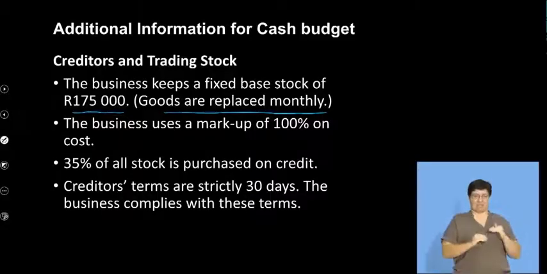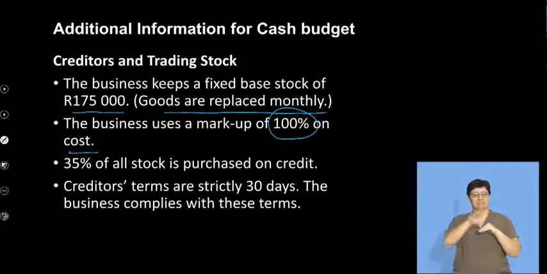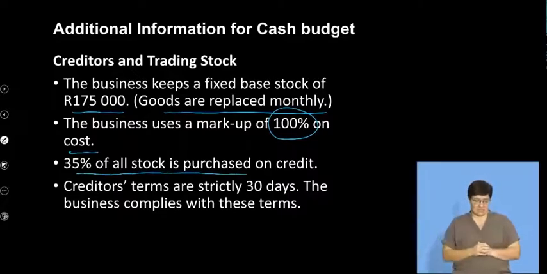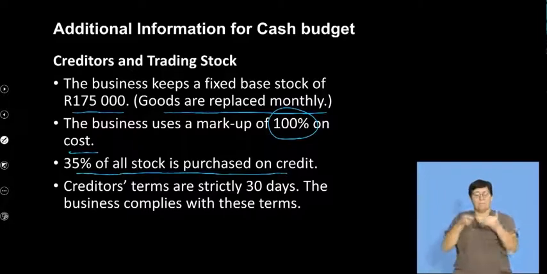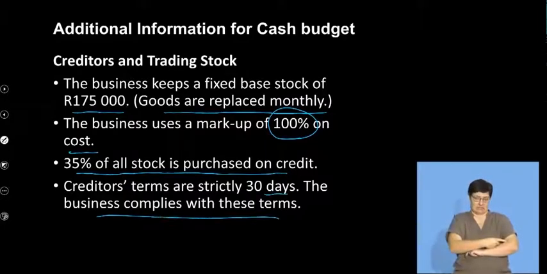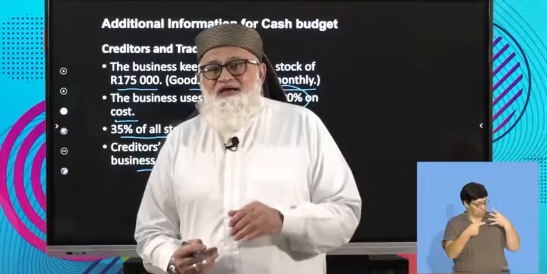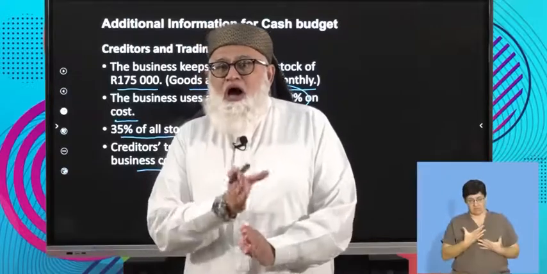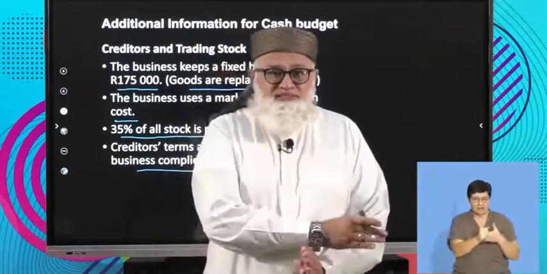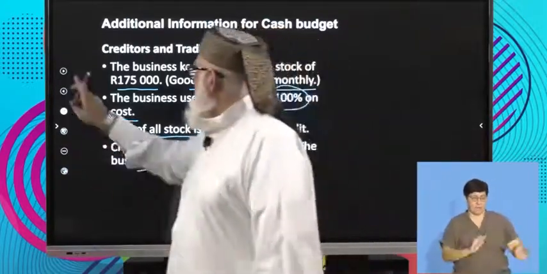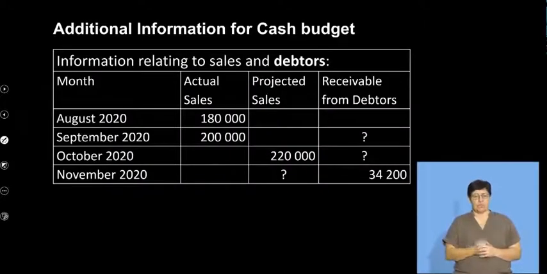Okay, the business uses a markup of 100% on cost. That's the markup. 35% of all stock is purchased on credit. Creditors' terms are strictly 30 days. The business complies with these terms. So all of these are important considerations because they guide you as to how you will make your payments. Very important.